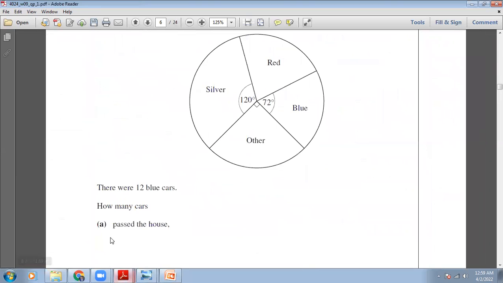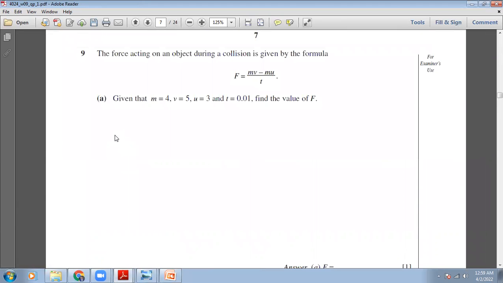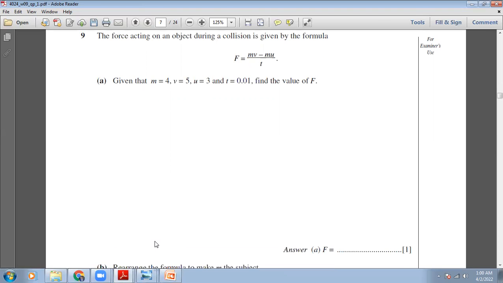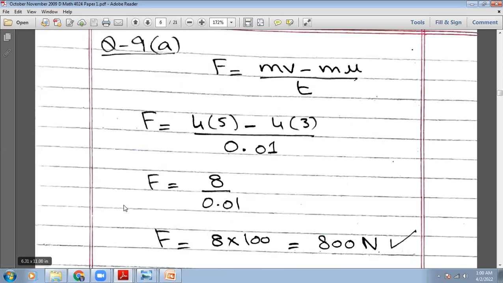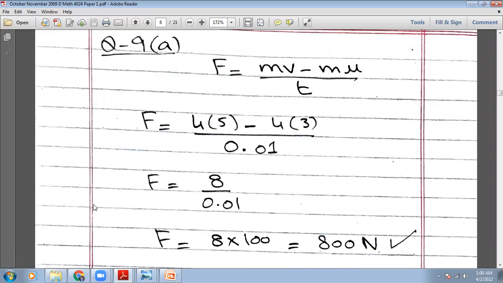So the next question is coming up on your screen. The force acting on an object during a collision is given by the formula F equals m(v minus u), the whole thing divided by t. Given that m equals 4, v equals 5, u equals 3, and t is 0.01, find the value of F. It's a 1 mark question, a very simple question. You see the values are given, you just have to put the values in the formula.